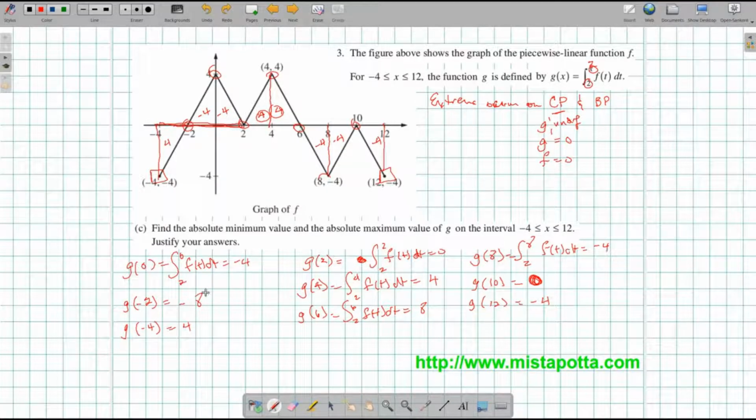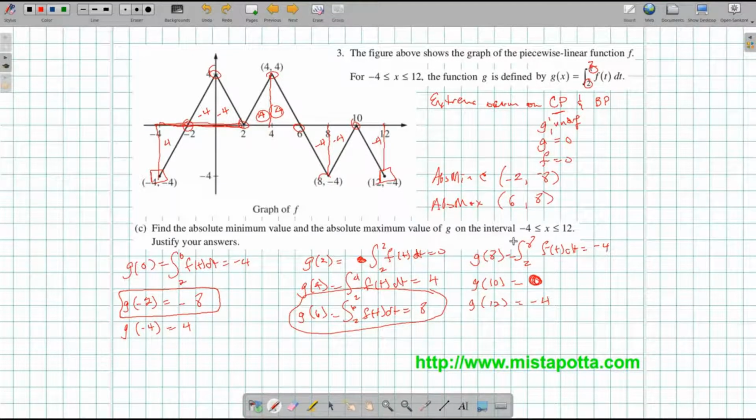So I notice here that G of negative 2 is the lowest of any of these values that we've got. So we know that we have an absolute minimum at the point negative 2, negative 8. And we have an absolute maximum. We have our largest value here at G of 6. So this is going to be at the point 6, 8.